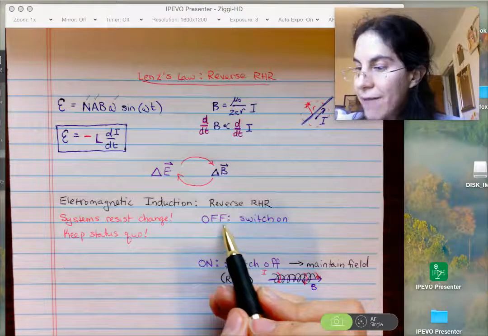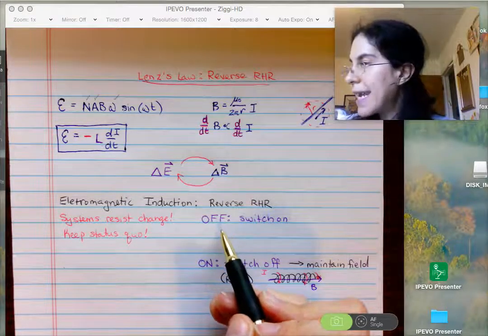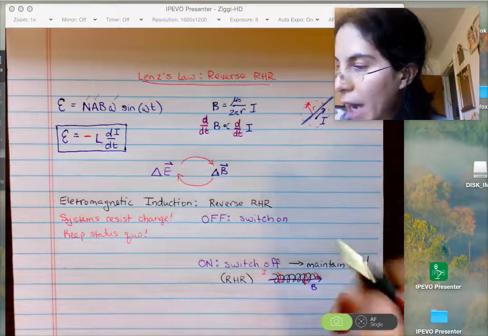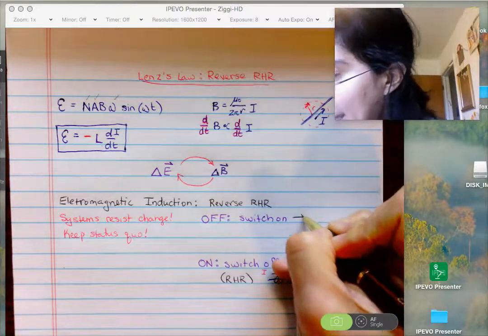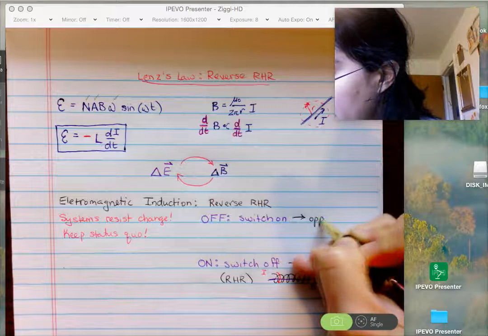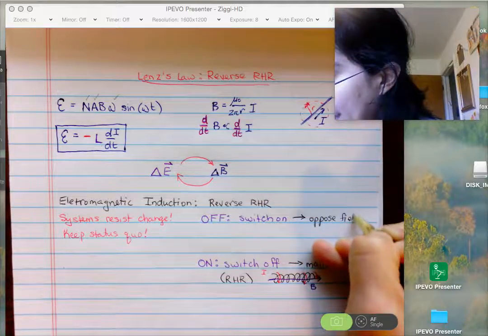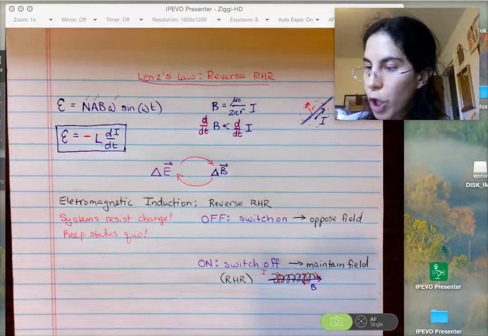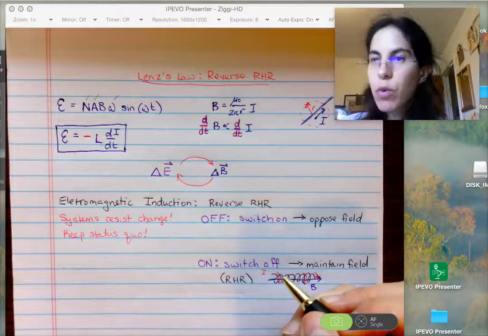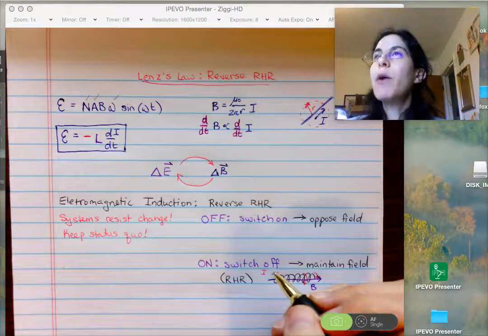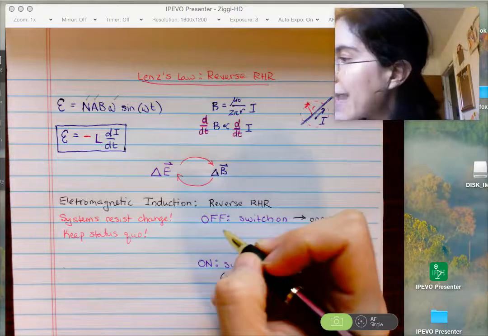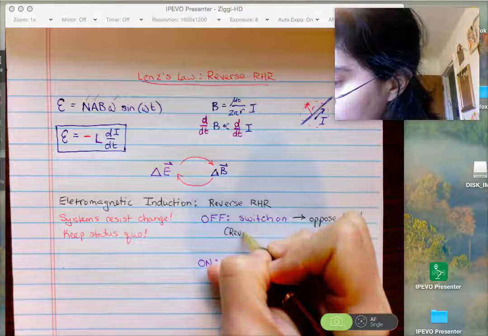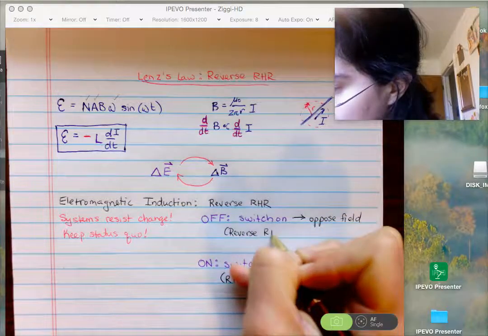However, if the system was off and has been off for a long time, and you're trying to switch it on, then the system is going to oppose the new magnetic field. It's going to say, no, get out. And the magnetic field of the coil is going to work to surge that magnet out of the way, or the electric field around the magnet is going to surge to make that current go off. And this is going to be the reverse right-hand rule.